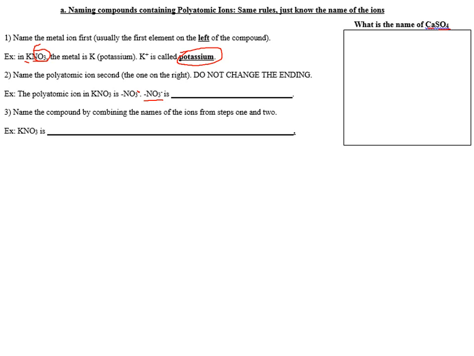Sorry, this looks a bit misleading. The minus should be on top here. Same over here, it should be on top here. The NO3 minus is actually nitrate. So you write that down. And you're not going to change the ending. You're going to write it as you see it, nitrate. Then you combine the two names. So you have potassium nitrate.